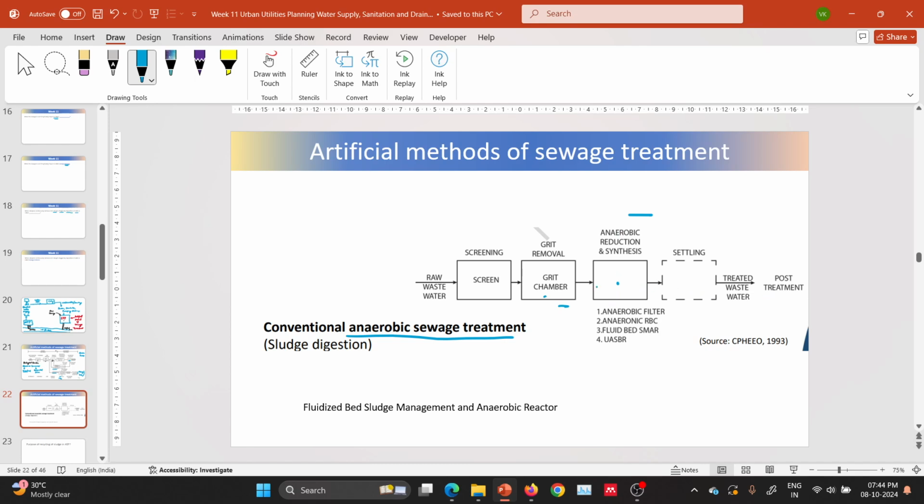This process can be an anaerobic filter, or an anaerobic RBC. RBC is rotating biological contactor. Fluid bed SMAR is fluid bed sludge management and anaerobic reactor. UASBR is upflow anaerobic sludge blanket reactor. So these are the conventional anaerobic sewage treatment methods.